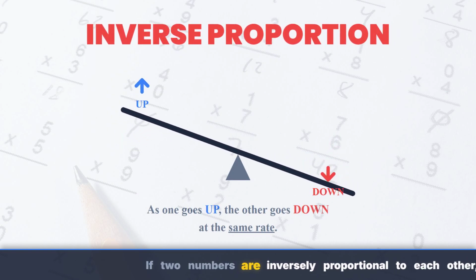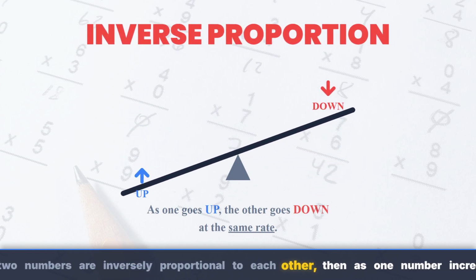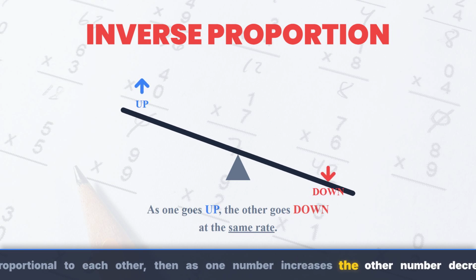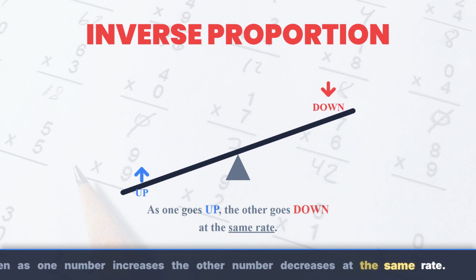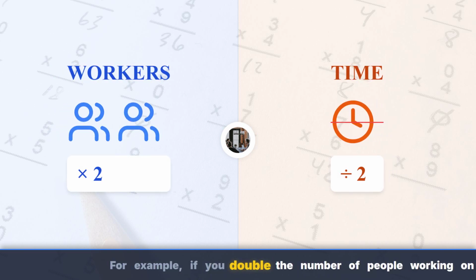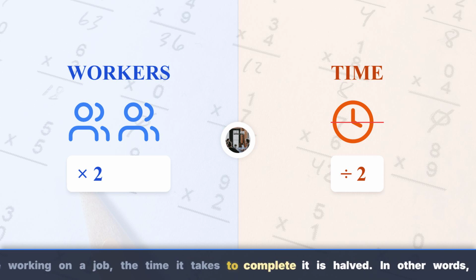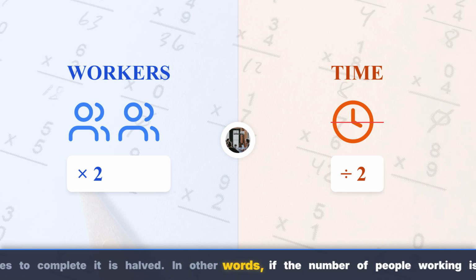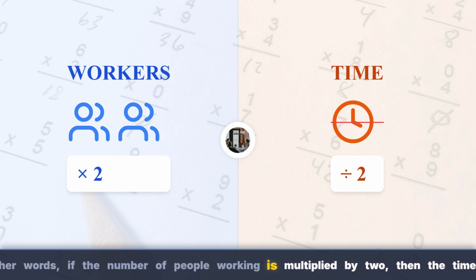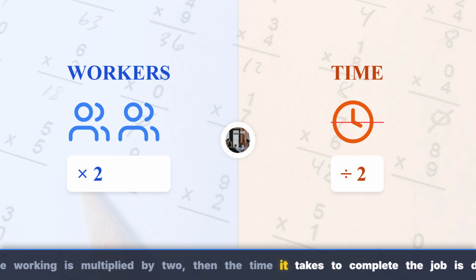If two numbers are inversely proportional to each other, then as one number increases the other number decreases at the same rate. For example, if you double the number of people working on a job, the time it takes to complete it is halved. In other words, if the number of people working is multiplied by 2, then the time it takes to complete the job is divided by 2.